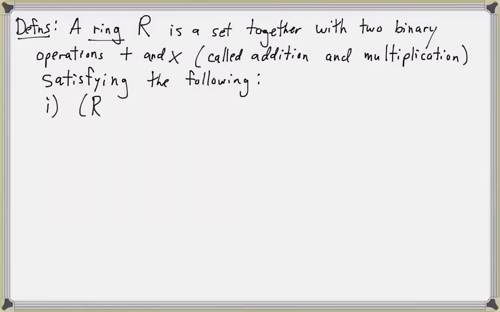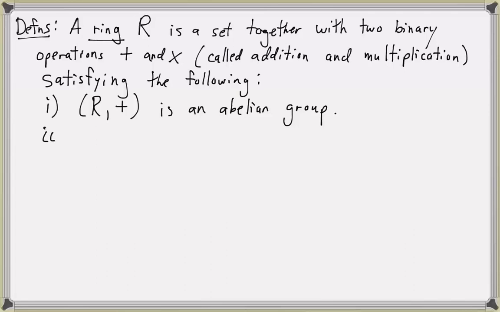First, the set R with addition is an abelian group. So we can always assume that a ring is an abelian group under addition, and so in particular it has an identity element which we'll call zero. Every element has an additive inverse. So if a is an element of R, then we'll write the additive inverse as minus a. And this is abelian, so a plus b is the same as b plus a. So a ring is an abelian group under addition.